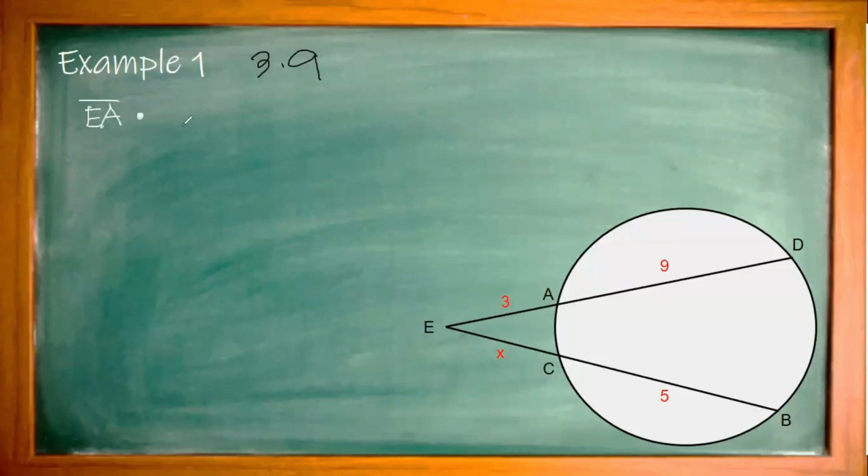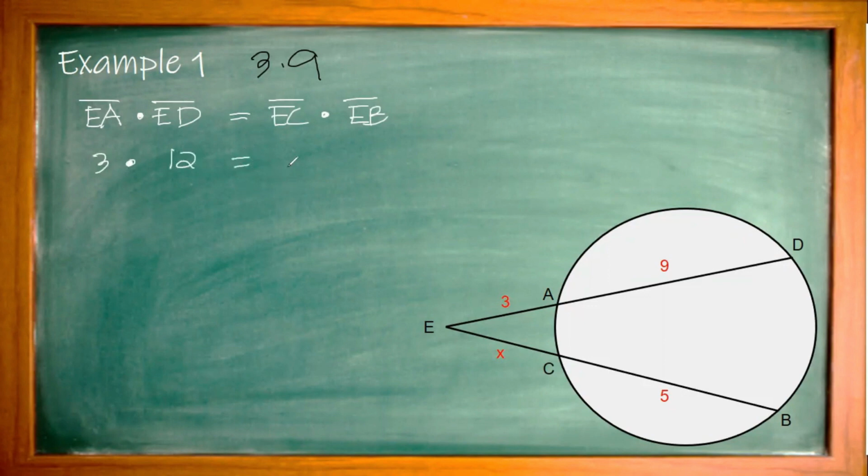According to the statement of 3.9, we get the whole of the secant, ED, which is equivalent to EC times EB. Now, how to get the ED? All you need to do is add the whole item. So we have the value of AE, which is 3, times ED. If you add 3 and 9, the result is 12.